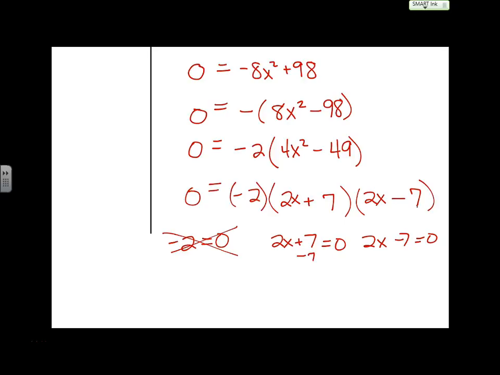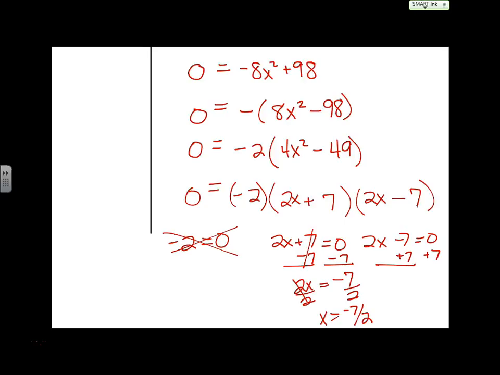However, this one, can algebra allow me, by moving the 7 to the other side, to solve for an answer? Yes, x equals 7 over 2. The other one, since the signs are opposite, x equals 7 over 2.